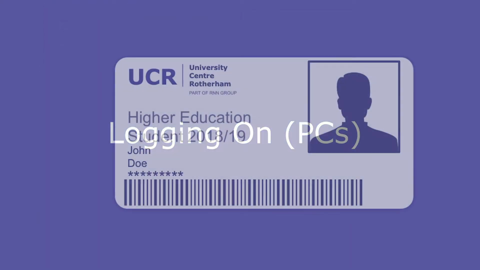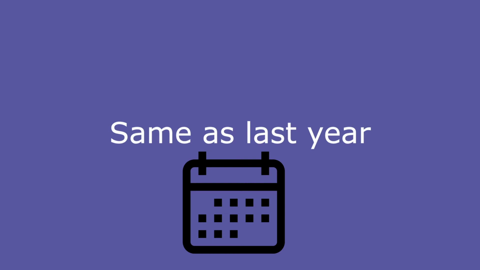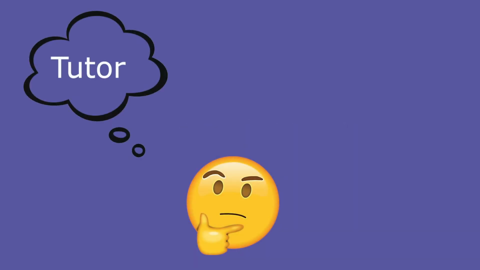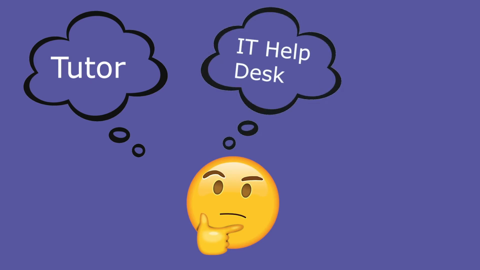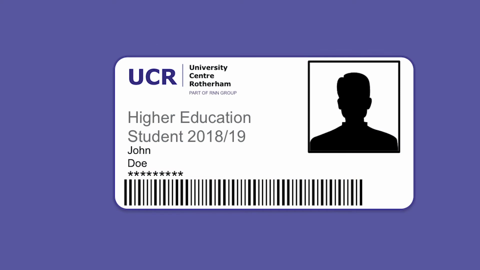Logging on. Your username is the number on your student ID card, and this will not change. If you're a returning student, your password will be the same as last year. But if you can't remember it, your tutor, the IT help desk in Wentworth, or library staff can reset it with your student ID card. If you're a new student, however, your password will be based around your date of birth. It will start with an asterisk, and then will be the numbers from the day of your birth.